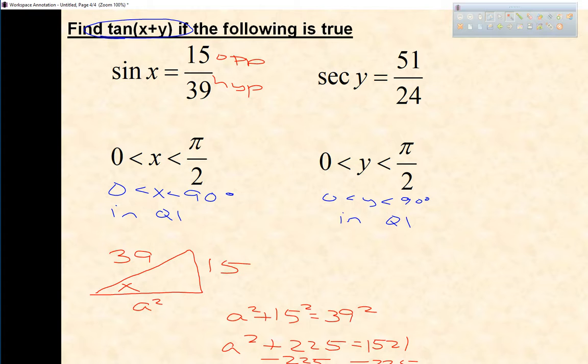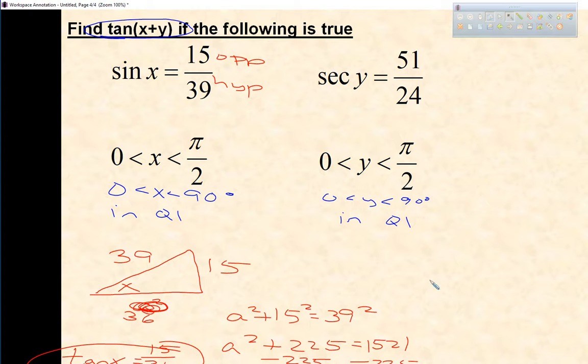And so that gives me a squared is equal to 1521 minus 225, which is 1296, and then take the square root of that value, and you get a is equal to the square root of 1296, which is exactly 36. So that means that this leg is 36. Now, from this triangle, that means that tangent of x is opposite over adjacent, so that would be 15 over 36. Now, that's not my answer, but we're going to use that in a minute.